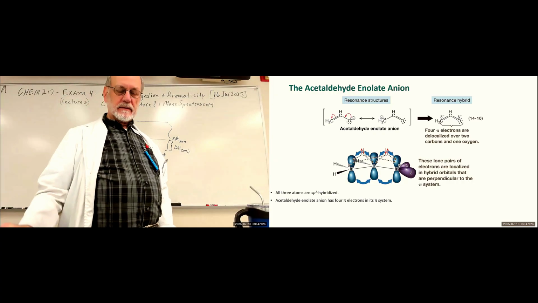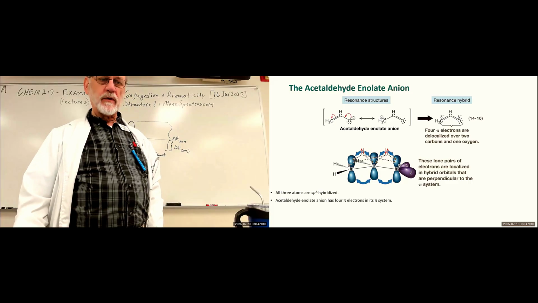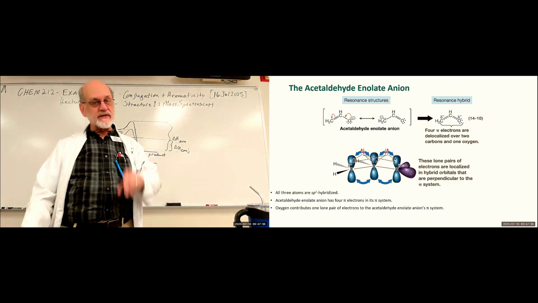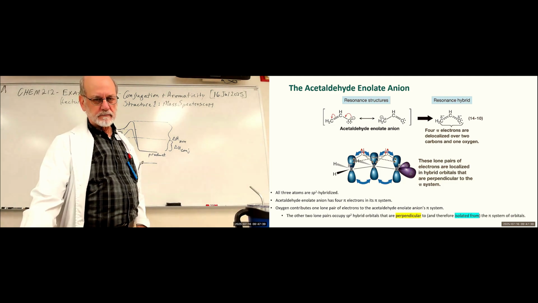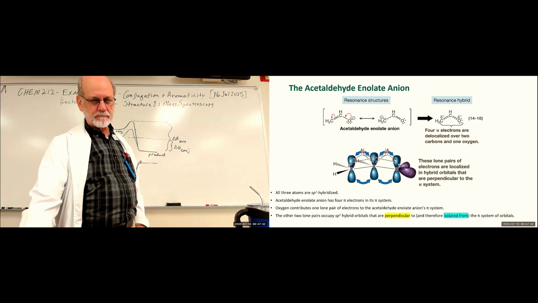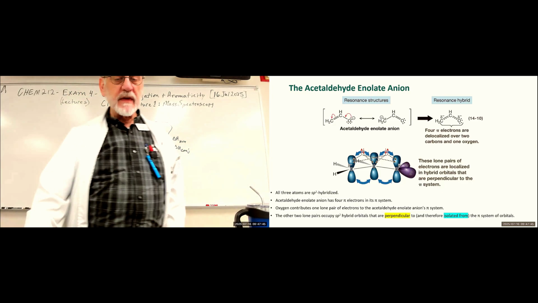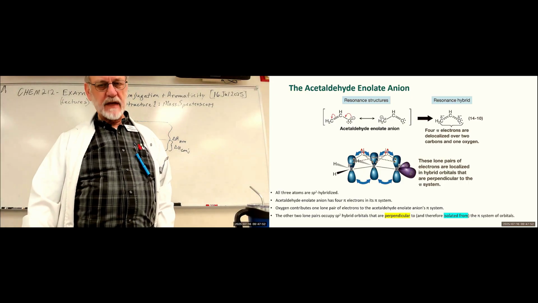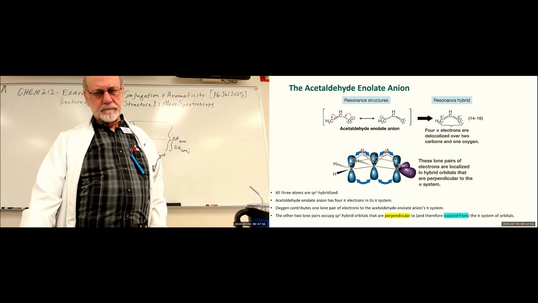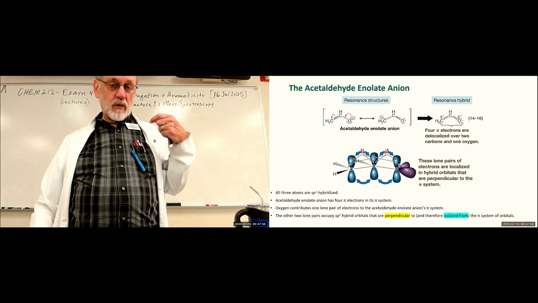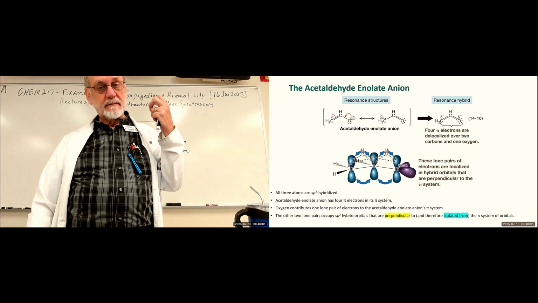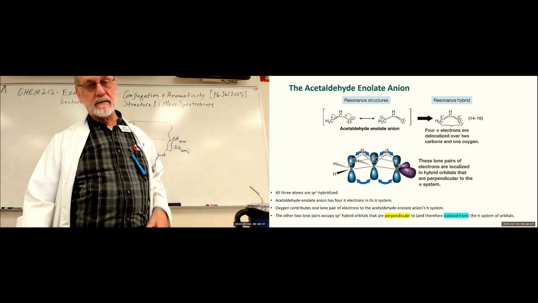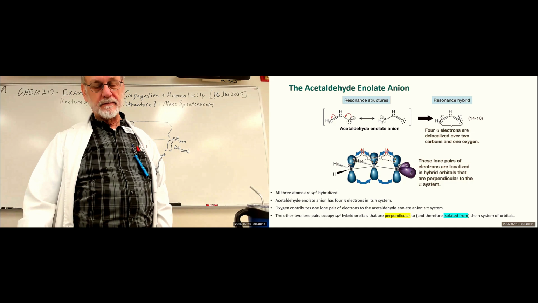That frees up a p orbital for overlap, and we have sufficient electrons to go into that system. Since those lone pairs are perpendicular, they don't participate. That's another thing to consider: you don't necessarily have to have p orbitals available, but those p orbitals must also be parallel to their neighbors in order to overlap. Otherwise, they're isolated.